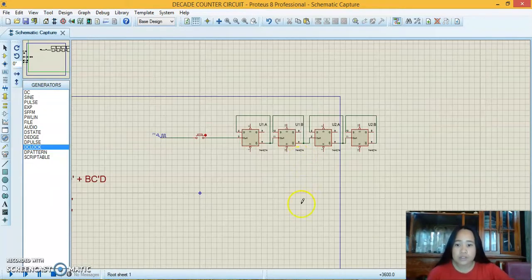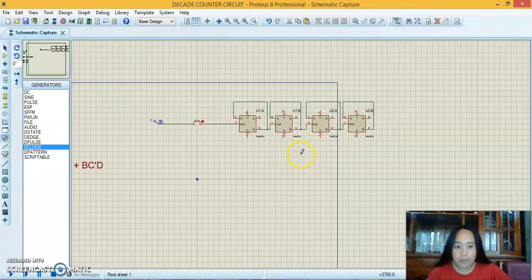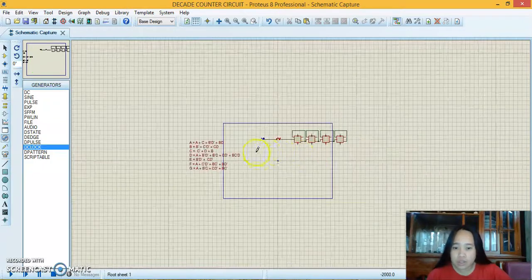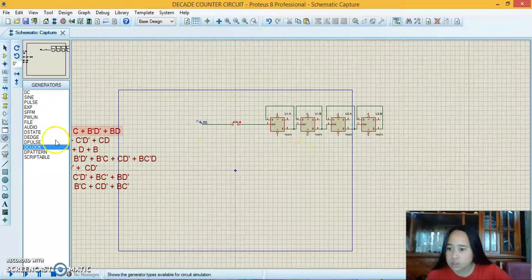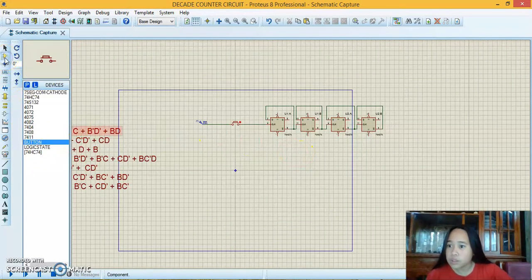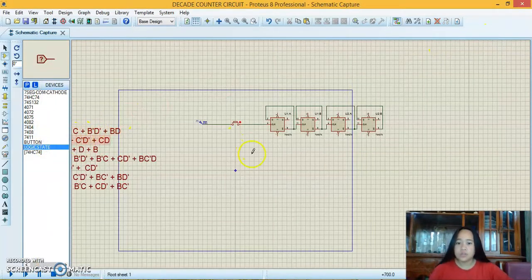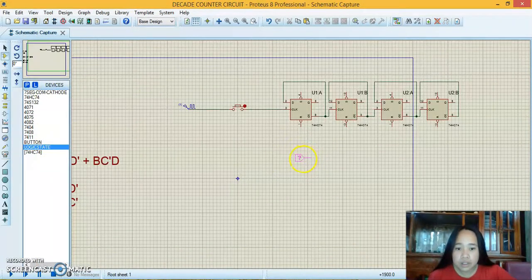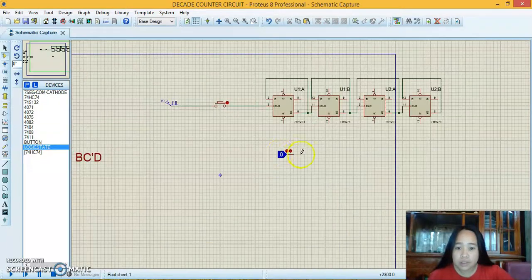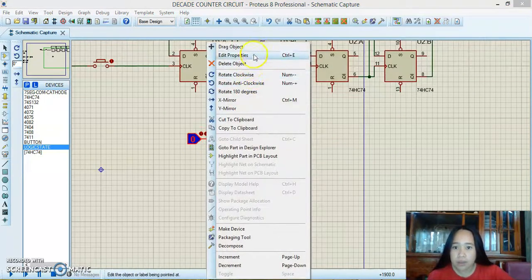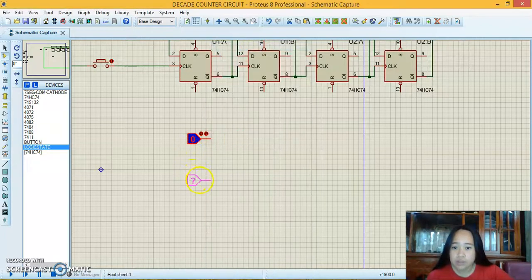Next we are going to create the 4-bit binary decoder. Let us follow the equation. First we'll go to the component and find the logic state. We will use the logic state, but later on we will replace this one by our flip-flop. Let us move this one here.